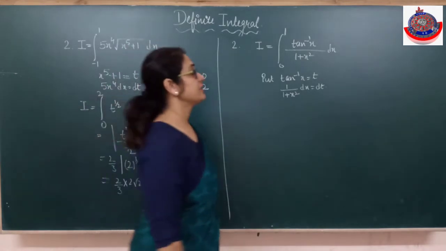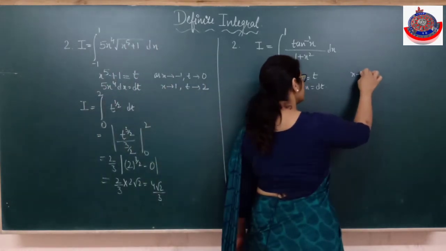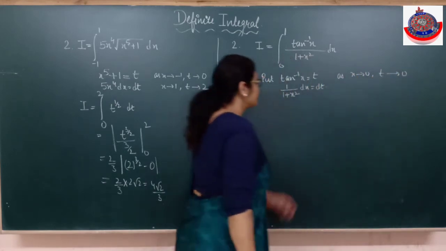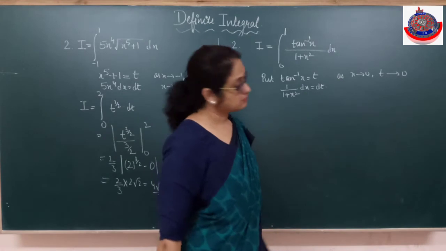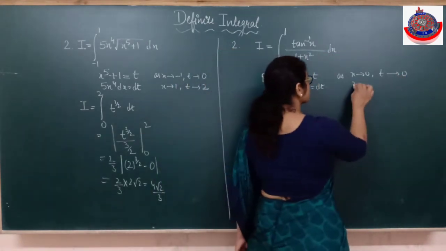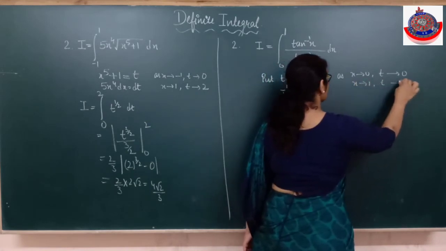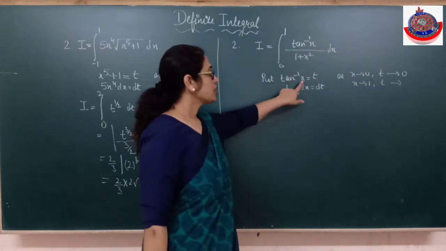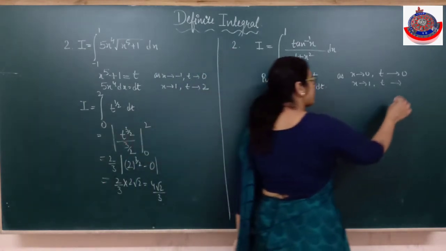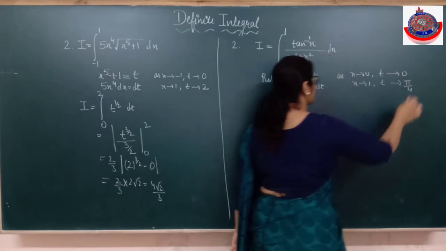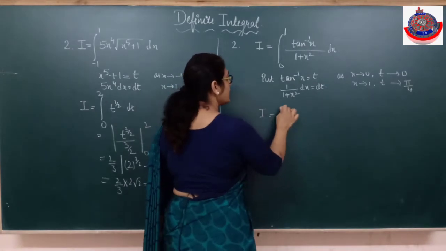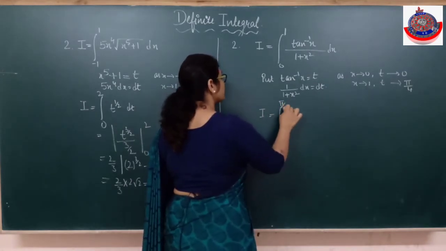So now I have to change the variable limit also. As x approaches 0, t will approach what? I'll put 0 here. What is tan inverse 0? 0. So t will also approach 0. As x approaches 1, t will approach what? If I put 1 here, tan inverse 1. Tan inverse 1 is what? Tan inverse 1 is pi by 4. I hope you remember. So the limit has converted from 0 to pi by 4.